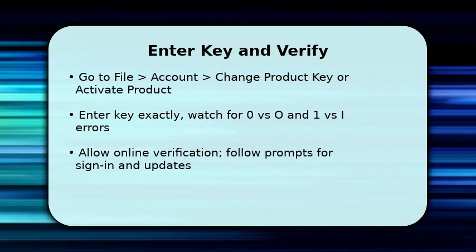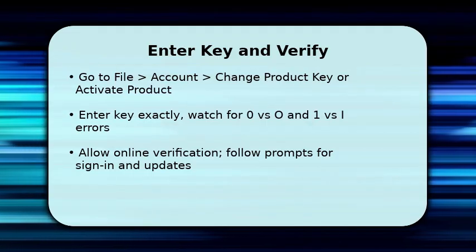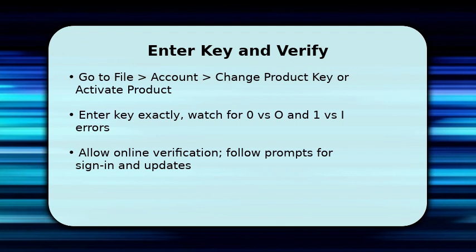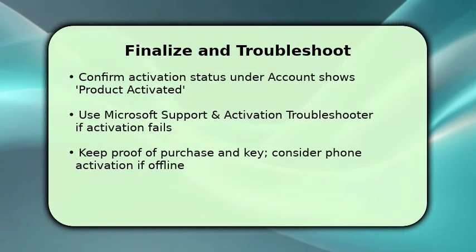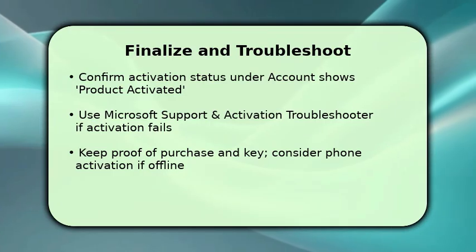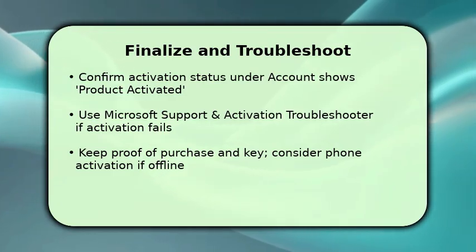If prompted, sign in again to confirm the account and accept any license terms. Make sure auto-update is enabled so activation receives necessary validation files. This completes the core verification and associates the license to your account. Finish by checking File Account for a clear product activated message. If you see it, you're done and can use all features.